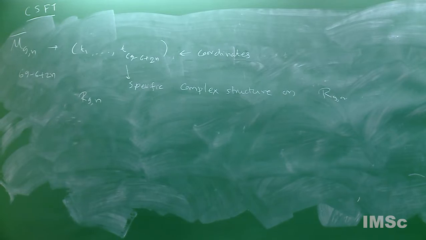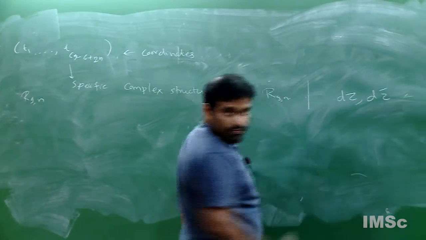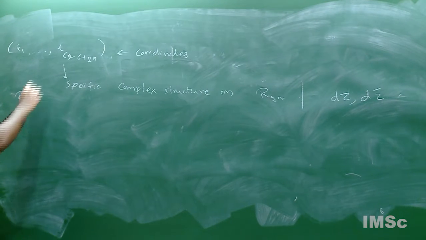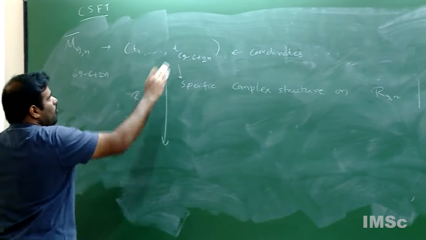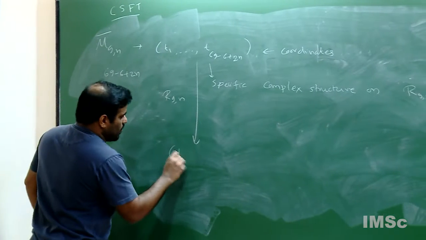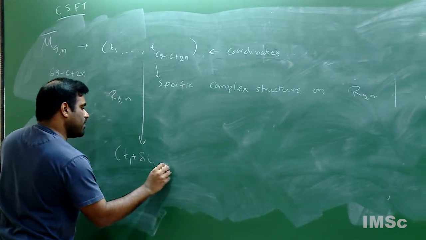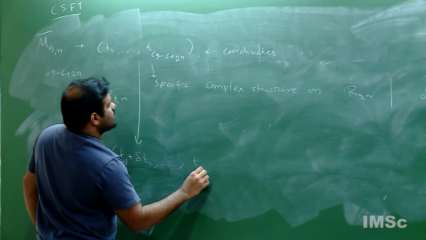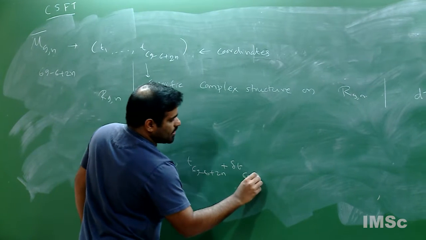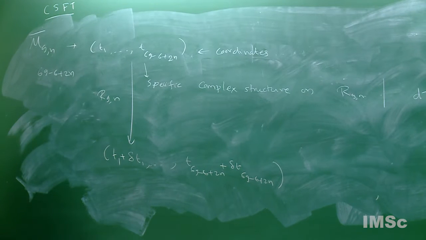So a complex structure, naively you can think of as a particular definition of DC and DC bar. Now one can ask, how can I move from a complex structure denoted by T1 to T6G minus 6 plus 2n to another point in the moduli space, which is T1 plus delta T1 to T6G minus 6 plus 2n plus delta T6G minus 6 plus 2n? So how can we move in the moduli space?